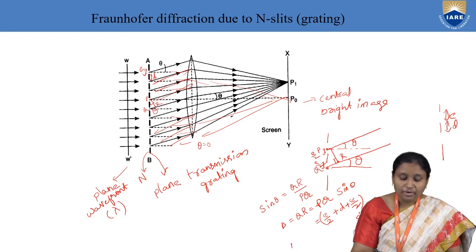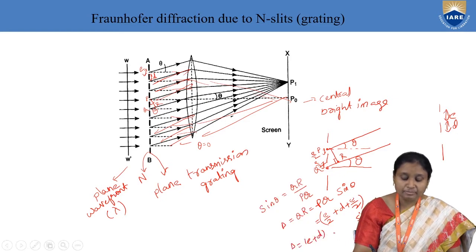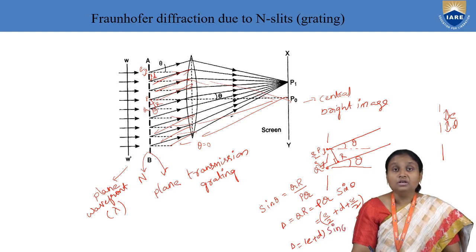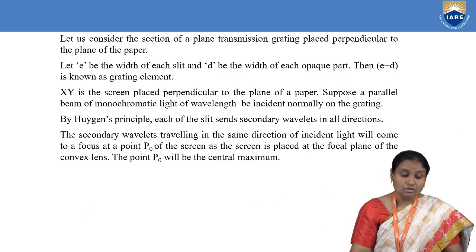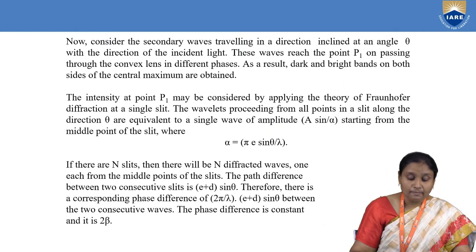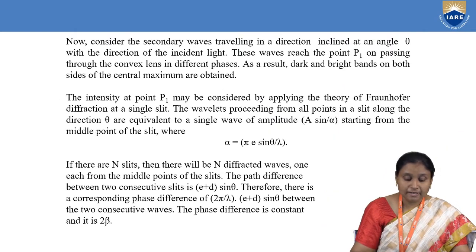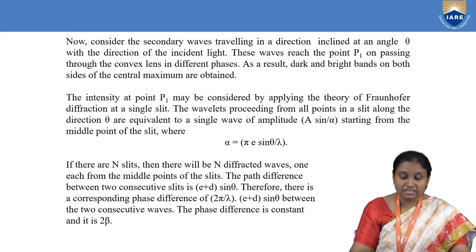Okay. So your path difference comes out to be (e + d) sin theta. This is the path difference between the two successive secondary waves which are making angle theta with the normal direction. So here we have seen that the path difference comes out to be (e + d) sin theta.